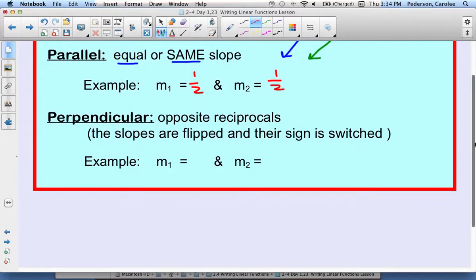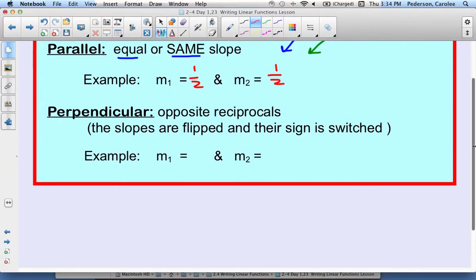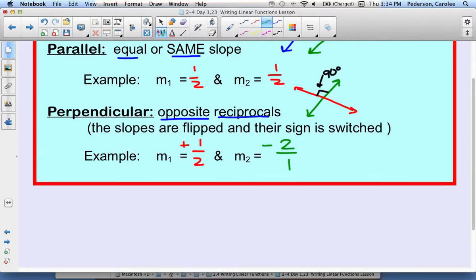The second definition on this slide is perpendicular lines. If I have a line that looks like this and another line that is perpendicular, it must form a right angle when they join. Remember, right angles are 90 degrees. Their slopes are opposite reciprocals. So if I have a slope of a positive 1/2, its other slope must be the reciprocal. To reciprocate, take that 1/2 and flip it to 2/1. And then it'll have an opposite sign, so it'll be a negative 2/1.